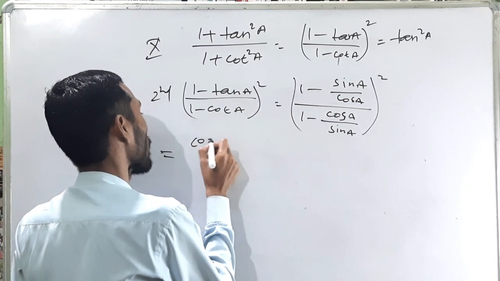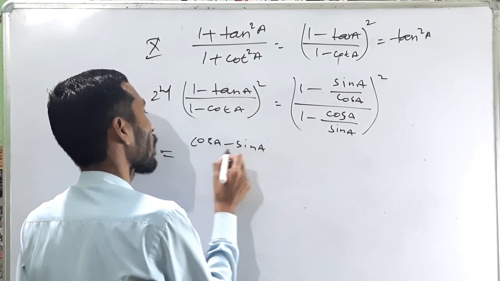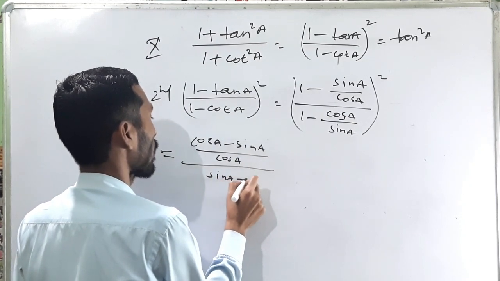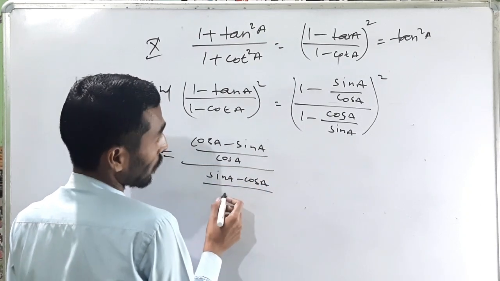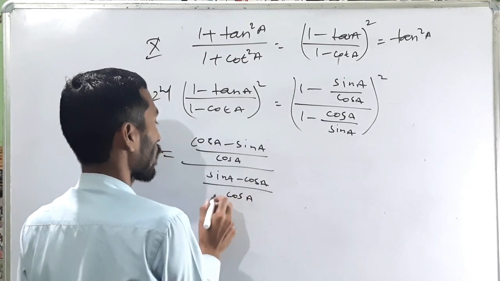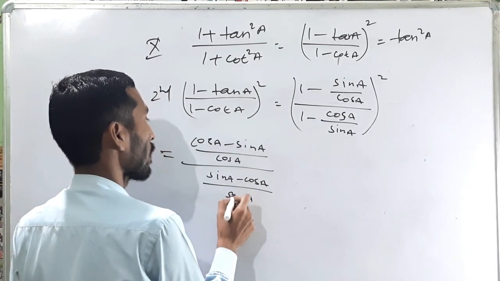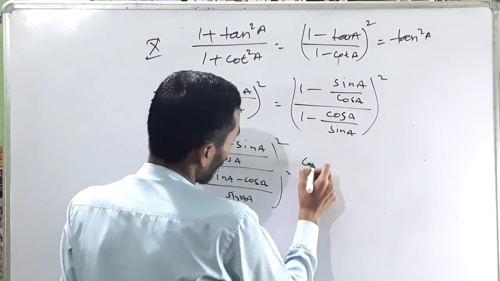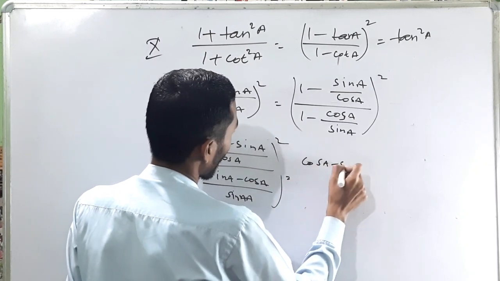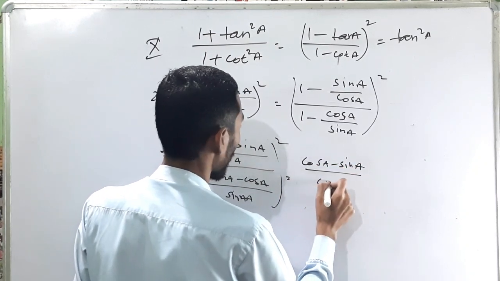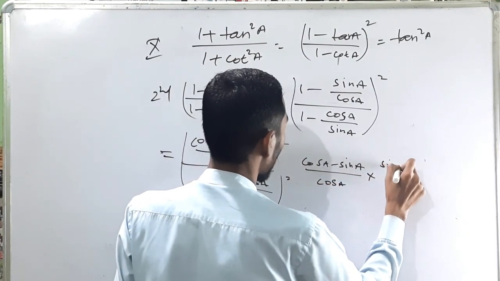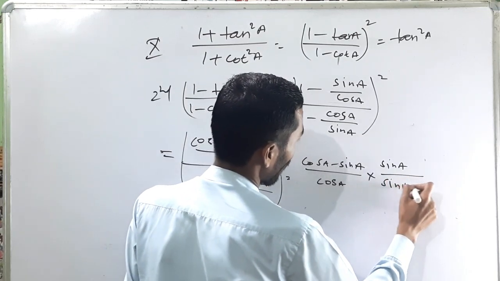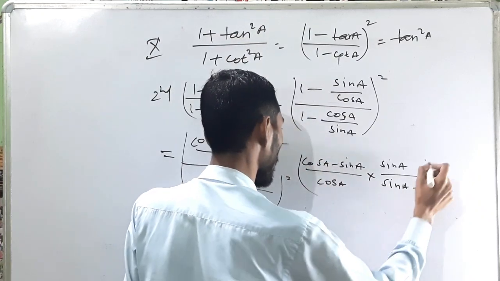After solving, cos A minus sin A by cos A, sin A minus cos A by sin A, what can be done? Cos A minus sin A by cos A into sin A by, into cos A.